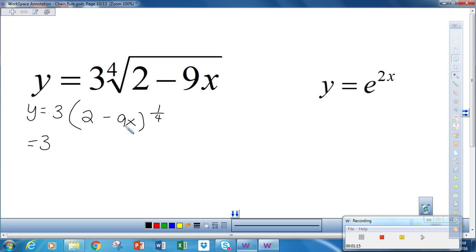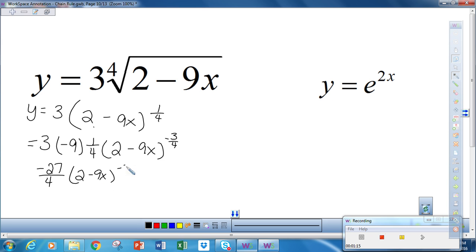So I want to take the derivative of the inside first. So the derivative of 2 minus 9x is negative 9. Then the derivative of the outer function, we're going to use the power rule, so the 1/4 comes down. The 2 minus 9x remains the same, and then I subtract 1 from 4th to get negative 3/4. So multiplying all this together, I get negative 27/4, 2 minus 9x to the negative 3/4.